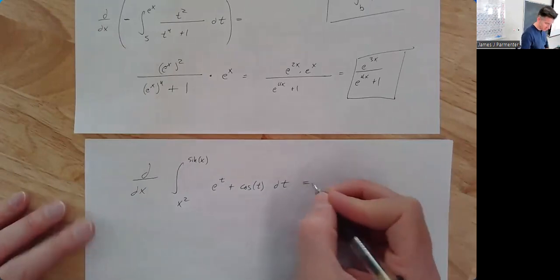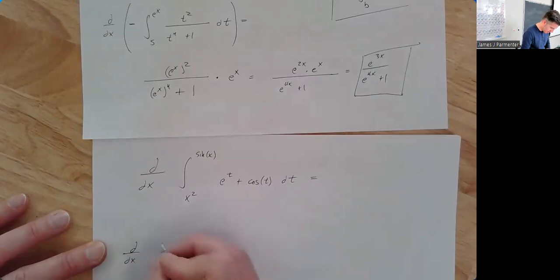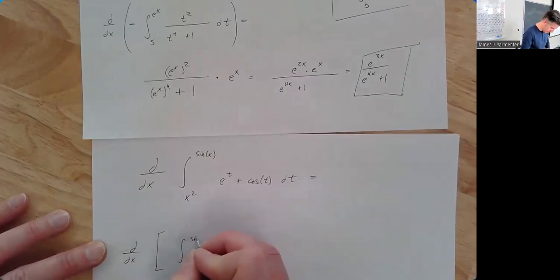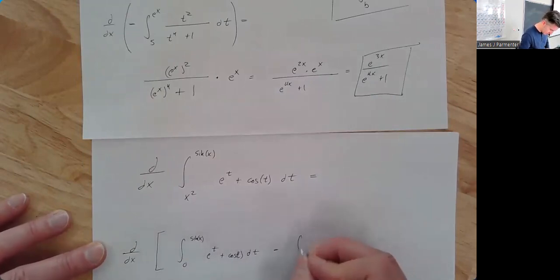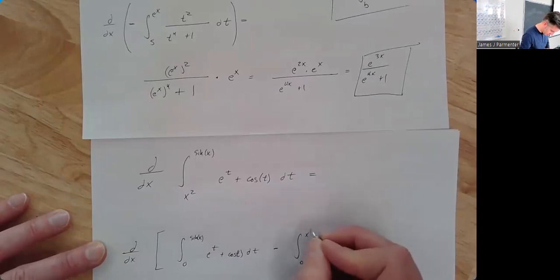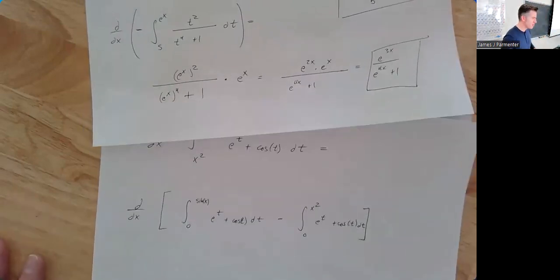So you could write this, if you really care to, as the derivative of the integral from 0 to sine of x of e to the t plus cosine of t dt, minus the integral from 0 to x squared of e to the t plus cosine of t dt. Does that seem right?